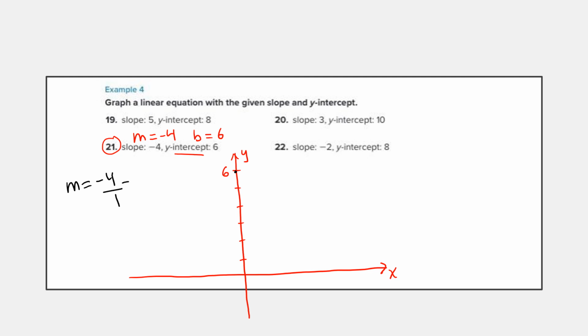Let's write it as a fraction because we are going to do rise over run. That means I have to go down by 4 units since it's negative, and then run by 1. So 1, 2, 3, 4. So I reach 2 and then I run by 1 unit. So this is 1, 2, 3, 4, 5. So this is the next point.